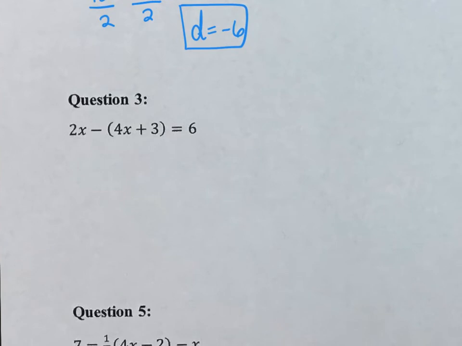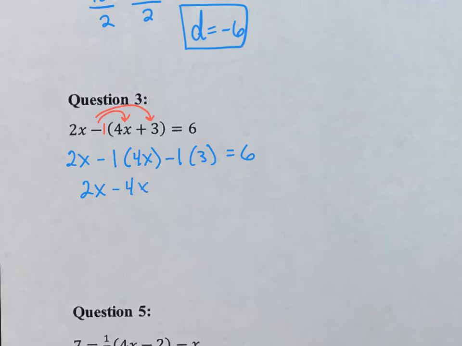Let's take a look at question number 3. Here we have distribution. So I'm going to distribute that -1. I'm going to put that 1 in front and distribute that -1 to the 3 as well. Simplifying this, we've got 2x minus 1 times 4x, distributing that -1, minus 1 times 3 equals 6. So now I'm left with 2x minus 4x minus 3 equals 6.